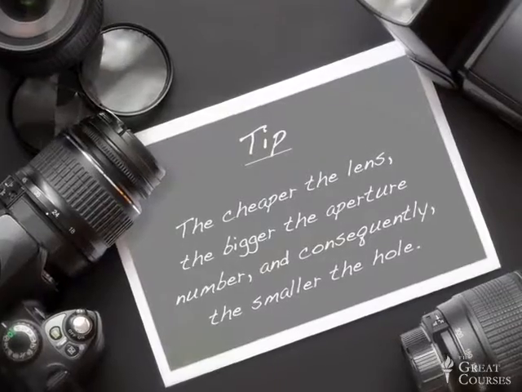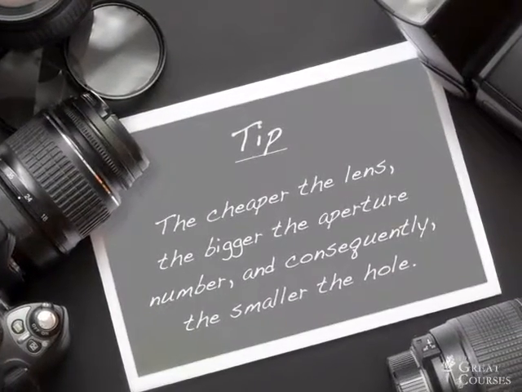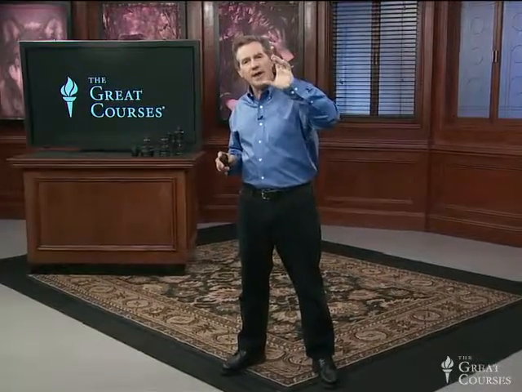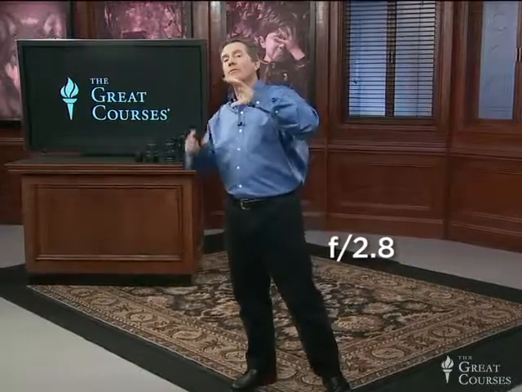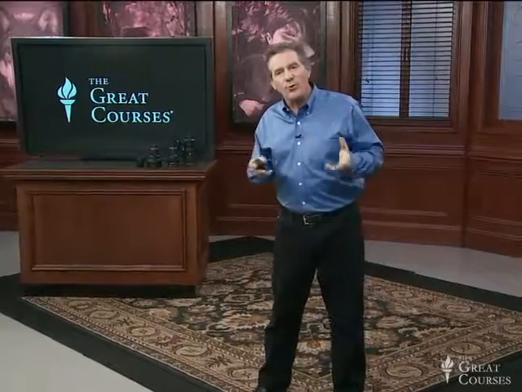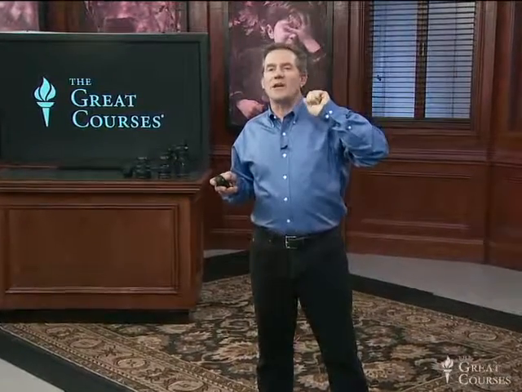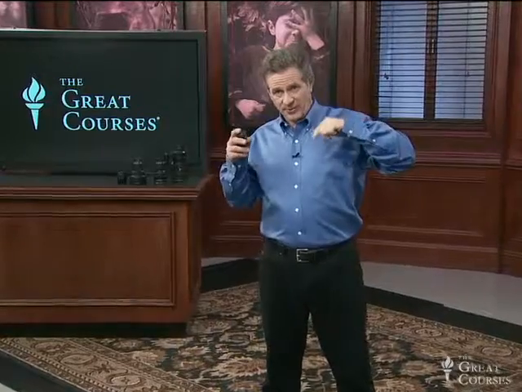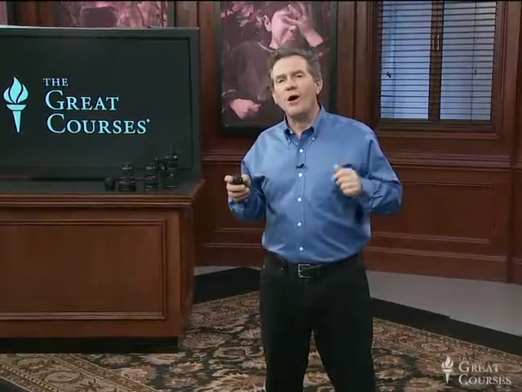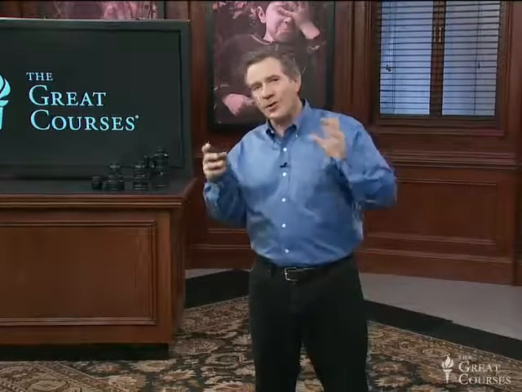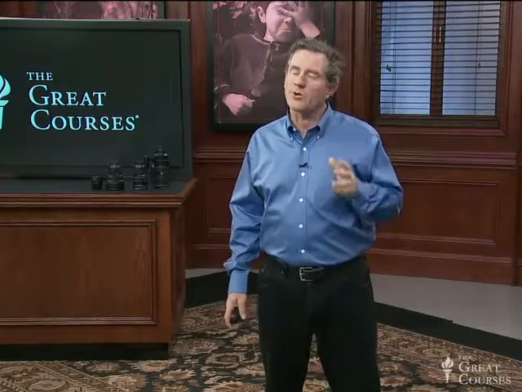Remember, the cheaper the lens, the bigger the aperture number, and consequently, the smaller the hole, okay? You need a big hole in that lens, a wide open aperture, an f4, or better yet, f2.8, or even bigger. You don't want to go much higher than f4 if you can help it, okay? We cover this in detail in a lecture on aperture and depth of field coming up. You might want to watch that one too before you go out and buy your lens. Try to understand this concept of little hole, big hole, and the expense of these lenses before you go buying stuff, okay?